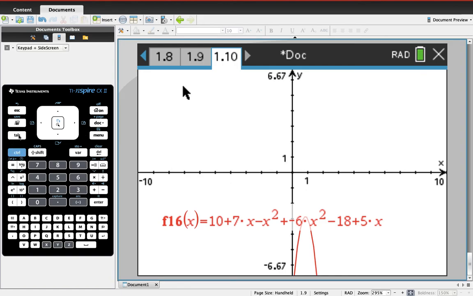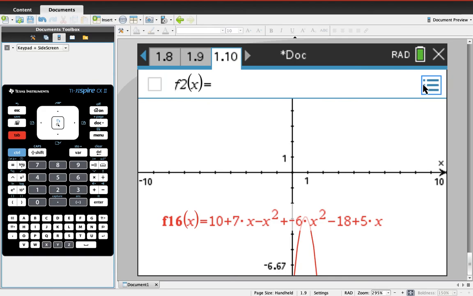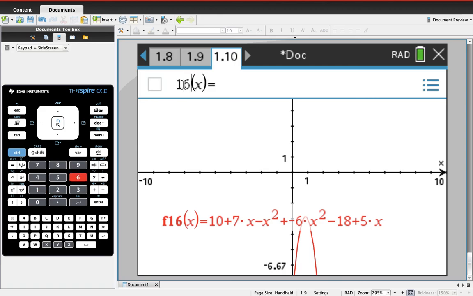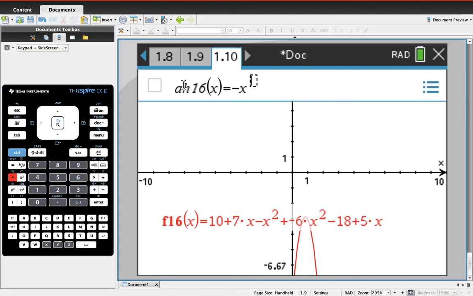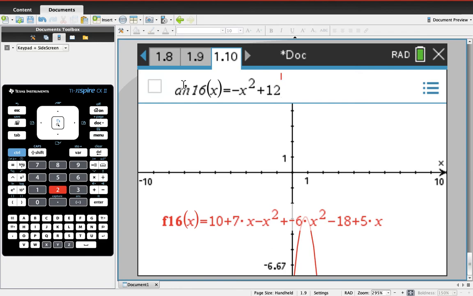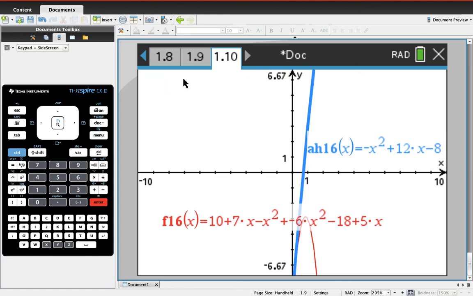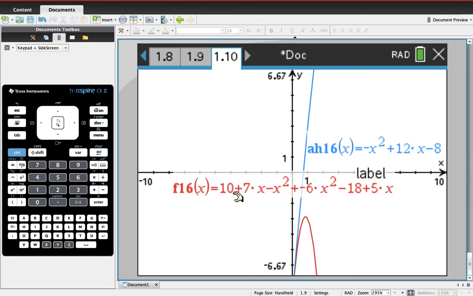So I'm going to go ahead and say, come on, calculator. I'm going to go ahead and say here, this was answer choice H from number 16. And I'm going to say that it was negative 7x to the power of 2 plus 12x minus 8. And now that is odd. I feel like something was typed in incorrectly here. So let me see. 10 plus 7 minus, oh, that's where it is.